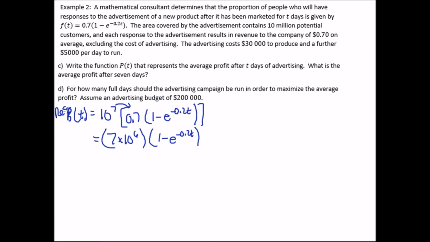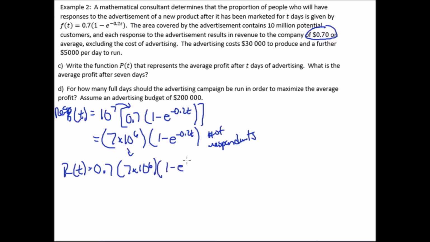Let's go to respondents. Respondents at time t. This is going to be how many people actually respond to the post. Okay, so it's going to be a number of people. The number of respondents. Now, how much are they going to make? Well, we see each response to the advertisement results in 70 cents on average. Okay, so the revenue that we're going to actually take in is going to be 70 cents, 0.7, times the number of respondents that actually respond to the post, the advertisement.